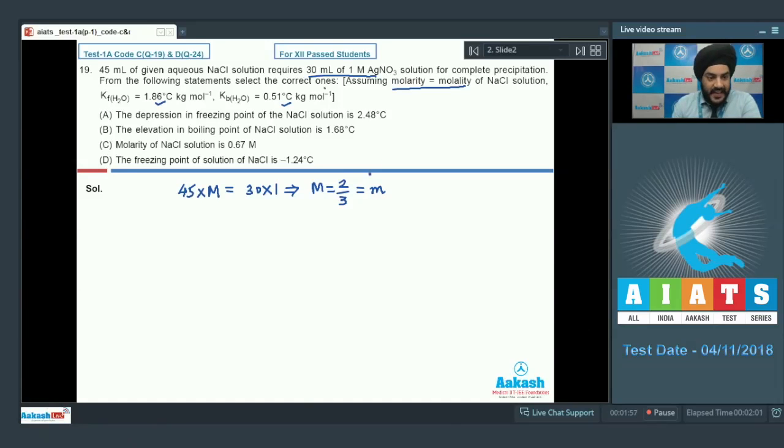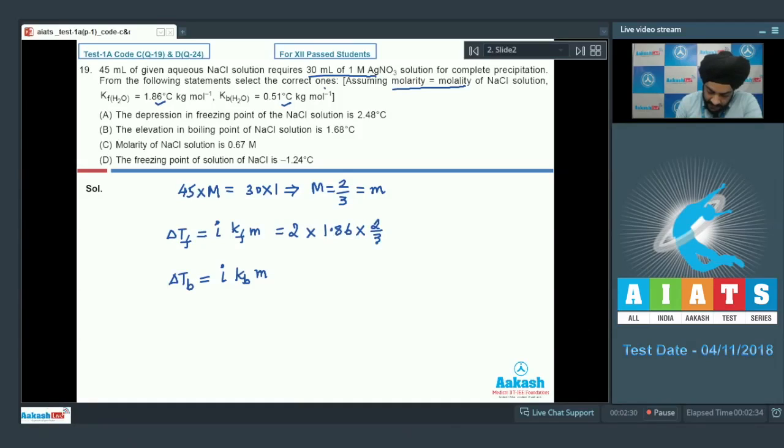Now the examiner is interested in the values of the freezing point and the boiling point. Okay. So delta Tf can be written as i into Kf into m, whereas delta Tb can be written as i into Kb into m. So students, the value of i for NaCl shall be equal to 2. The Kf value given to us is 1.86 and the molality value is 2 by 3. So this will give us a value of 2.48.